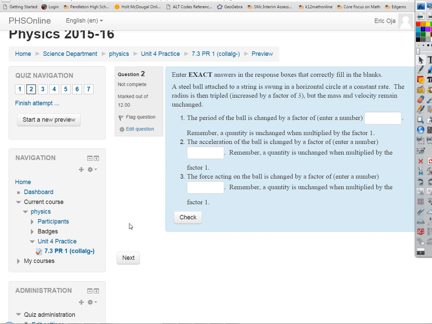So how about this one? This time the radius is tripled. So here's r. Radius is tripled, increased by a factor of 3. Mass and velocity remain unchanged. So velocity is unchanged. We're going to use that second equation again, v equals 2 pi r over t. And let's see, the r is constant. No, oh, tripled. r's tripled. I always do that.